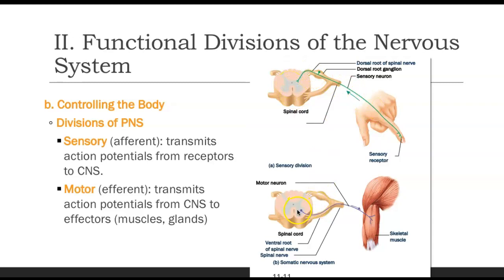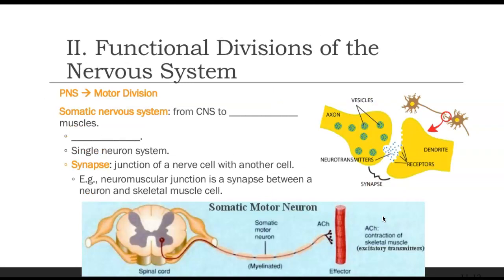And then here we have our motor or efferent division. So here we are going to start off in the central nervous system, but now these action potentials are being transmitted away and going over to an effector. So what I mean by an effector or a target gland maybe is that it's either going to some type of muscle, skeletal, cardiac, or smooth, or it's going to go to a gland, whether that's endocrine or exocrine. And so we are going to focus on the peripheral nervous system's motor division now.